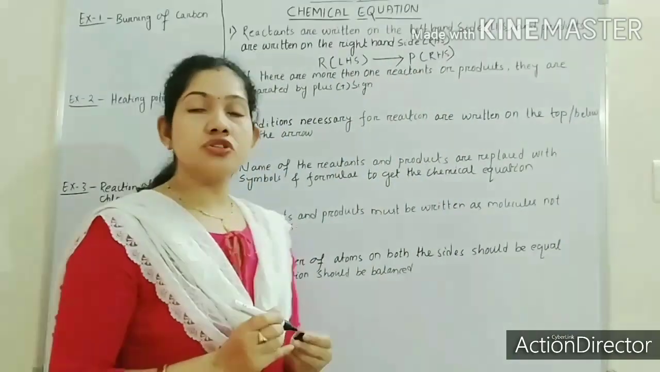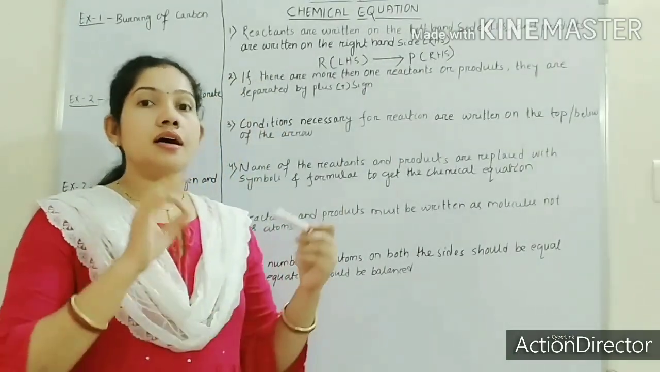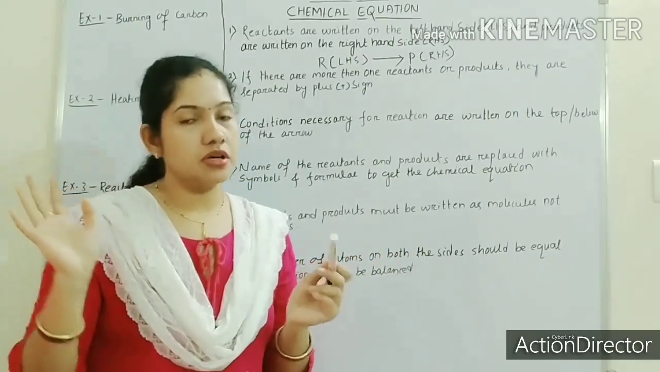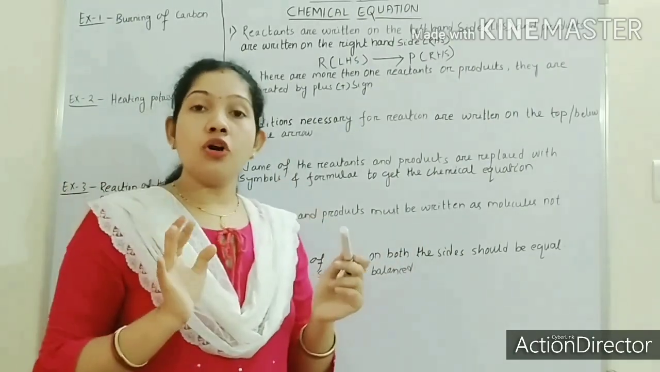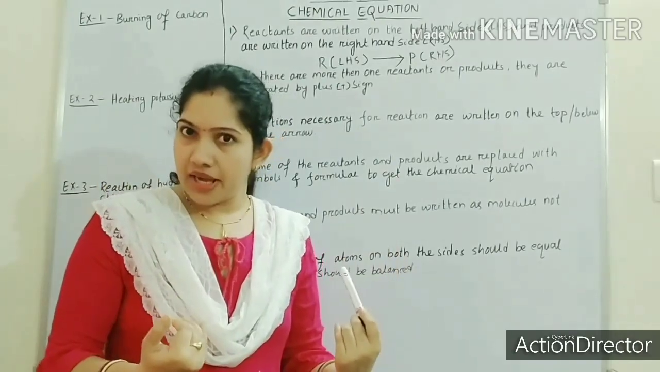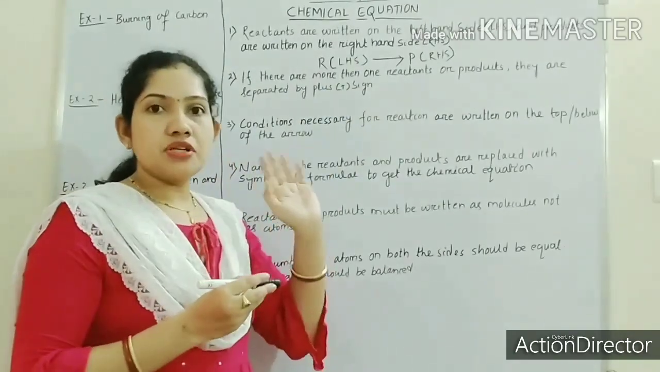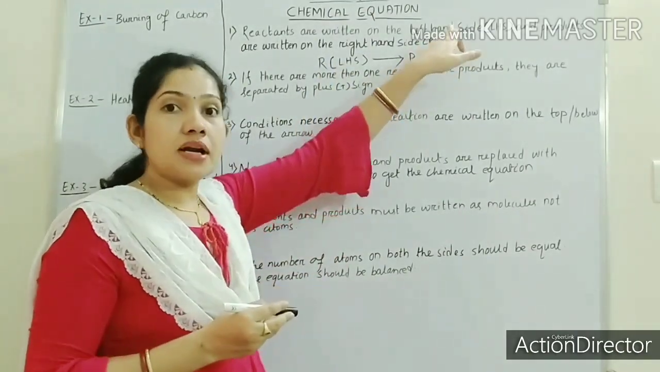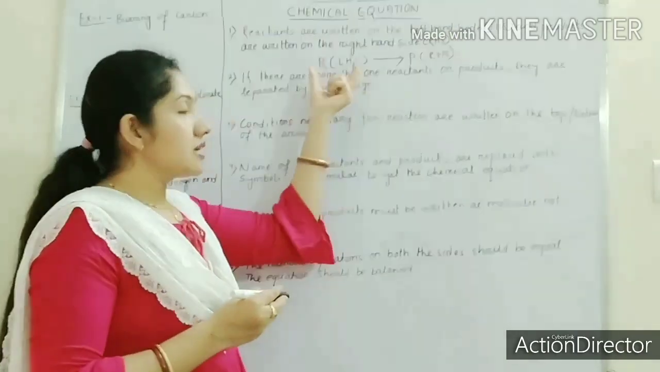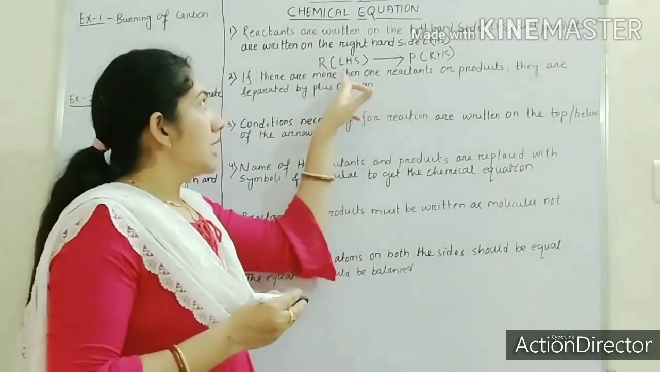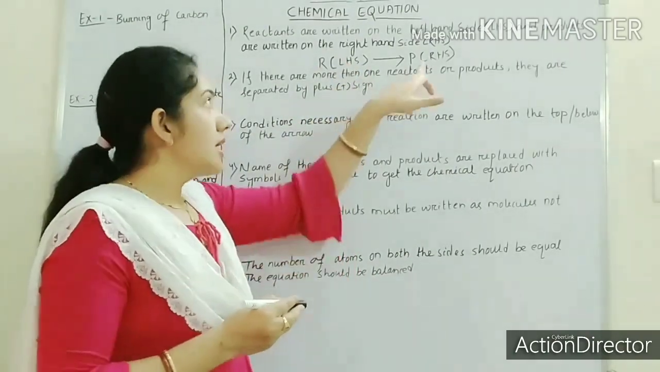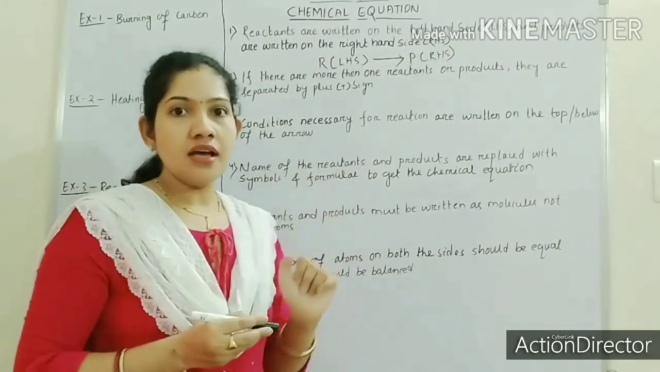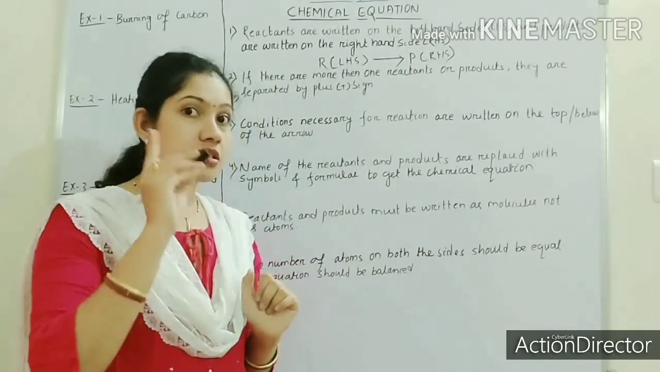This is the first rule to write an equation. It may be a word equation, it may be a chemical equation. When we represent a chemical reaction, like this we will represent. We will keep the reactants on one side and the products on the other side. The reactants always should be kept on the left hand side, the LHS, and the products should always be kept towards the right hand side, that is the RHS. Okay, so this is the first rule.